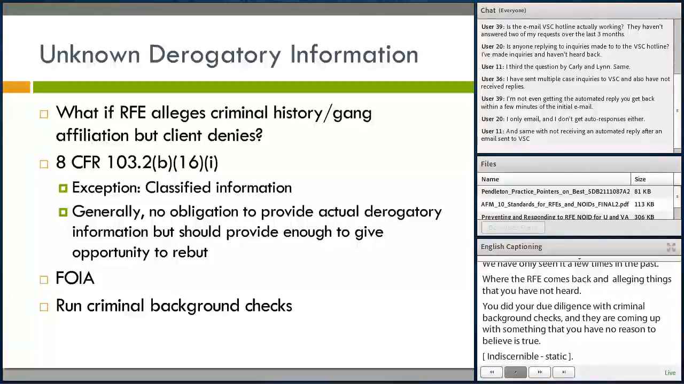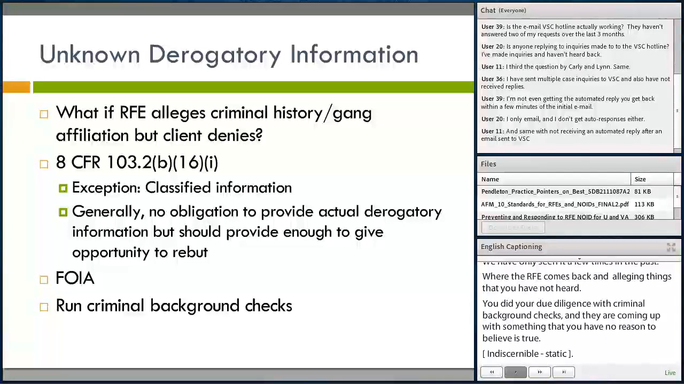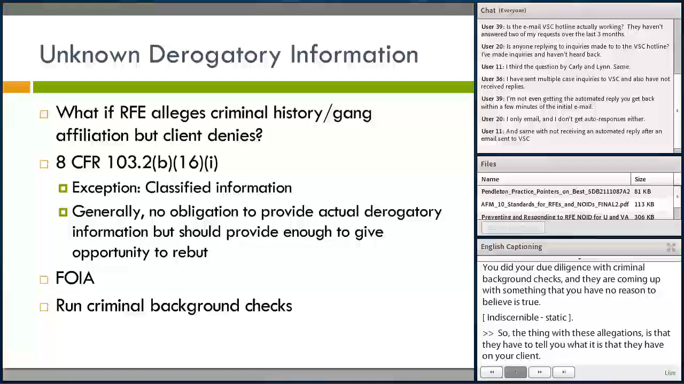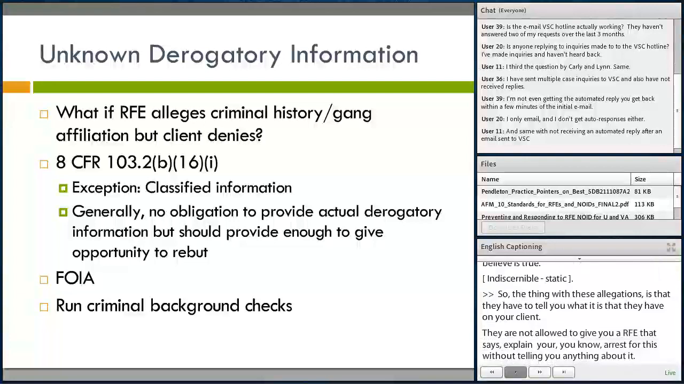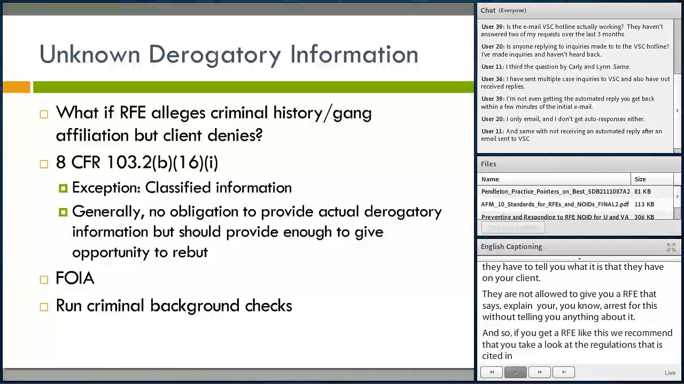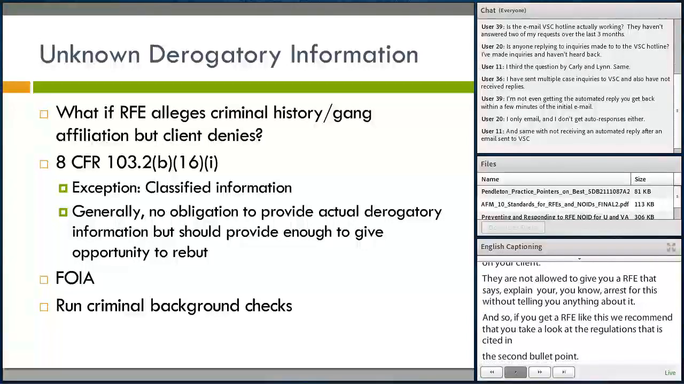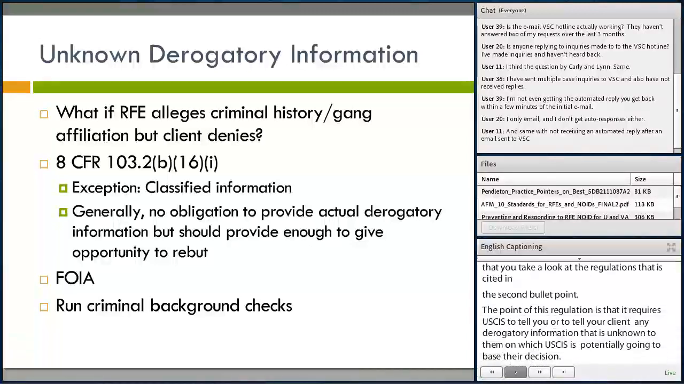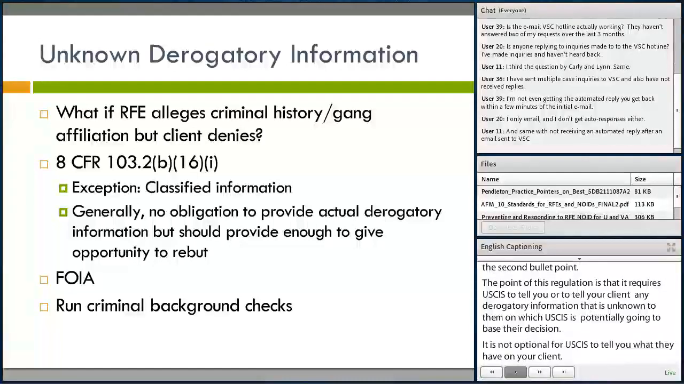So the thing with these allegations is that they have to tell you what it is that they have on your client. They're not allowed to just give you an RFE that says, explain your arrest for X without telling you anything about it. And so if you get an RFE like this, we would recommend taking a look at this regulation that's cited in the second bullet point. The point of this regulation is that it requires USCIS to tell you or to tell your client any derogatory information that is unknown to them on which USCIS is potentially going to base their decision.